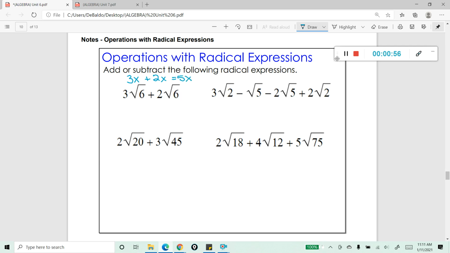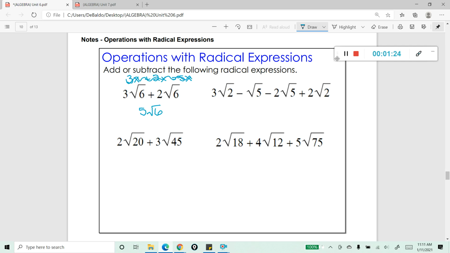Well, working with radical expressions, it actually works the exact same way. We can say that the last name of the term is the same, so we can add them together. We can add those coefficients together. So in this case, 3 root 6 plus 2 root 6 would give us 5 root 6. And you, of course, do not need to write this down up at the top. That was just showing you an example. Let's go ahead and try this next one.